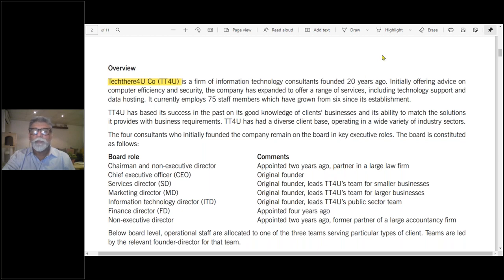TT4U is a firm. So what I'll do is I will highlight some basic information, and then we'll see. TT4U is a firm of information technology consultants founded 20 years ago. It's an IT firm. Okay. Initially offering advice on computer efficiency and security, the company has expanded to offer a range of services, including technology support and data hosting. It currently employs 75 staff members, which have grown from 6 since its establishment.